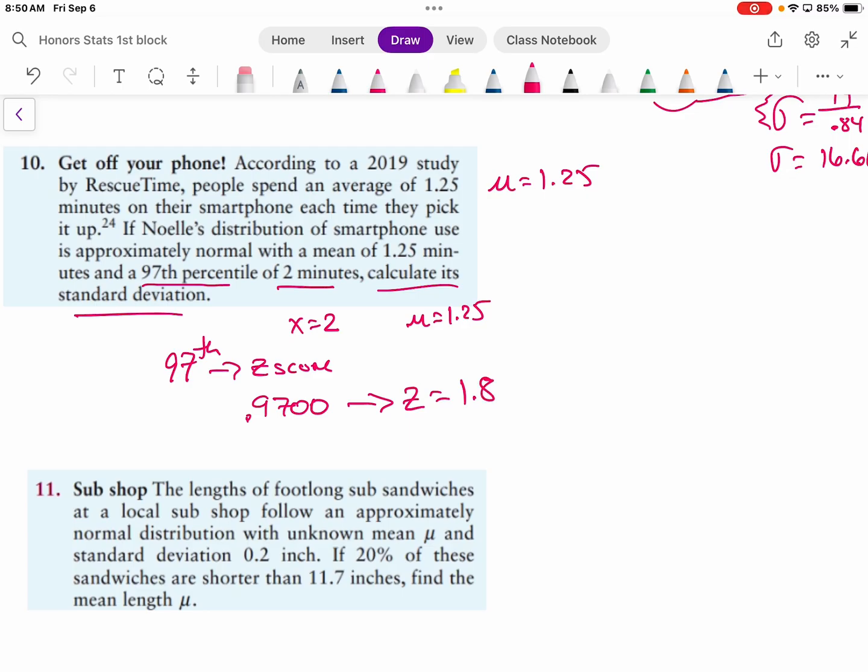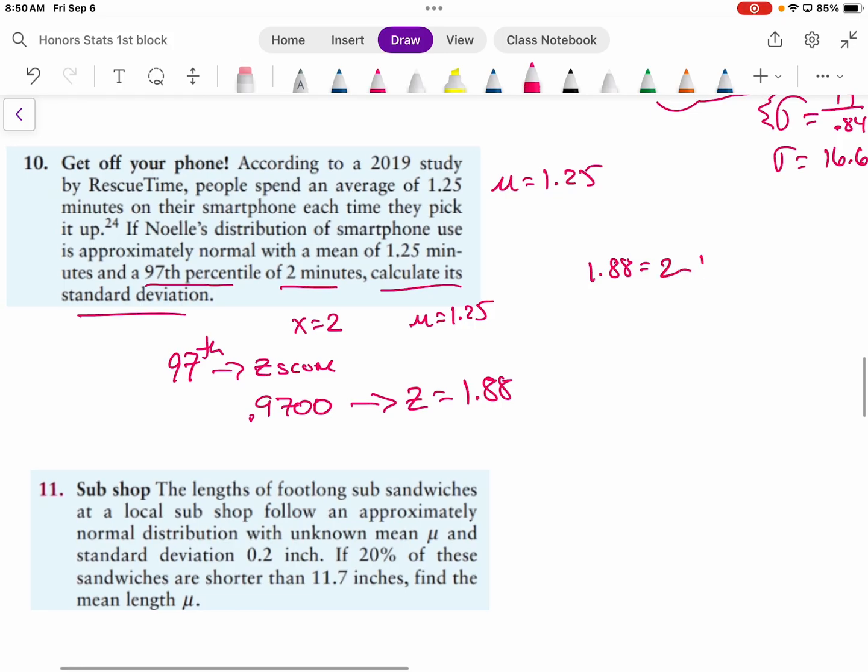And 1.88. And then we say, all right, 1.88 equals... whoops, sorry. Off a little bit there. (2 minus 1.25) over standard deviation. So 1.88 is equal to 0.75 over standard deviation.